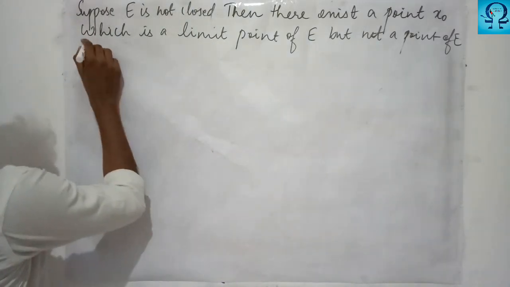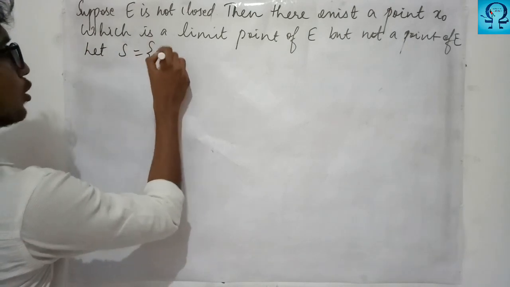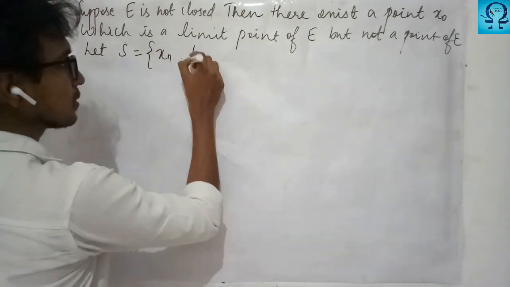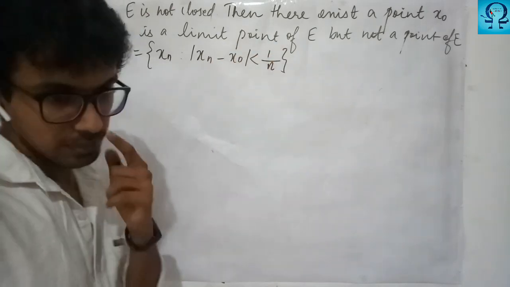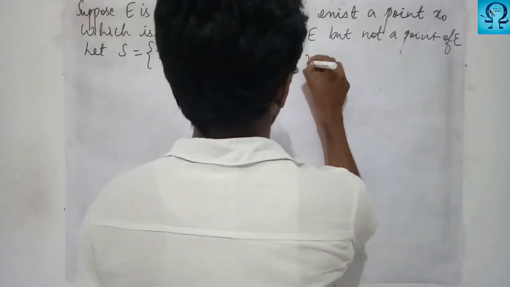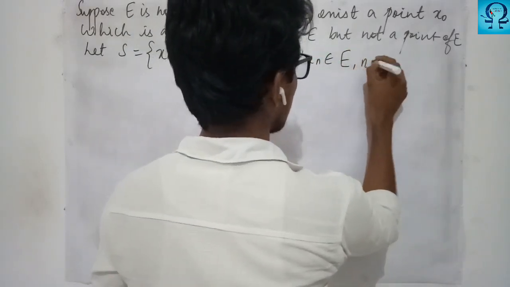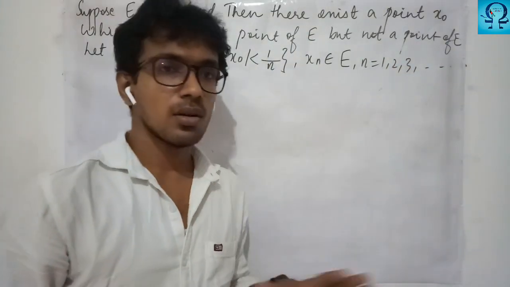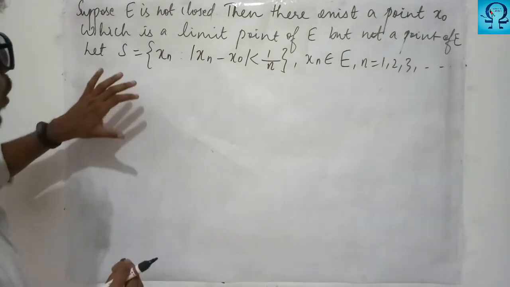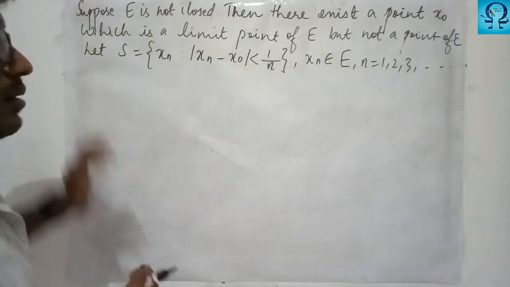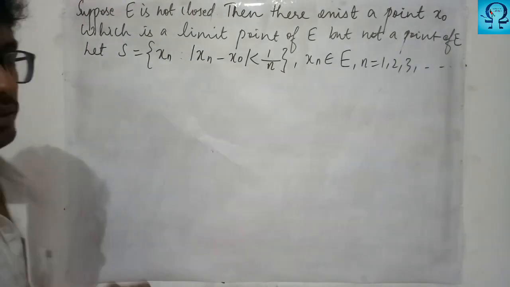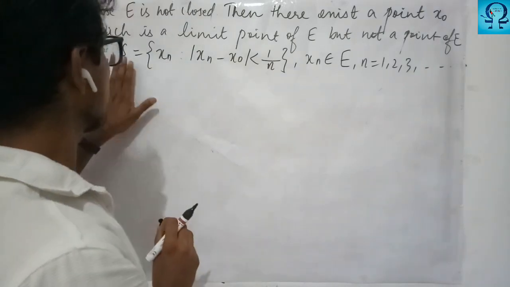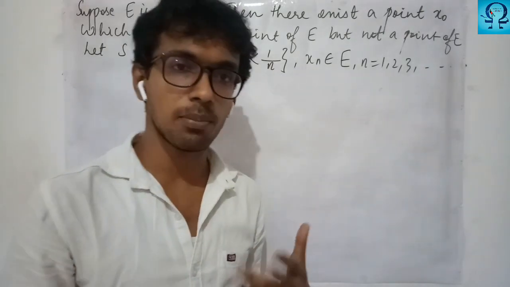Next, let me construct some set S to be the collection of points xn such that the absolute value of xn minus x naught is less than 1 upon n. Here I am collecting these points from the set E, and n runs 1, 2, 3 and goes this way. Now what kind of set is this S? The set S is infinite, right? Because suppose it is not infinite, then what is going to happen?